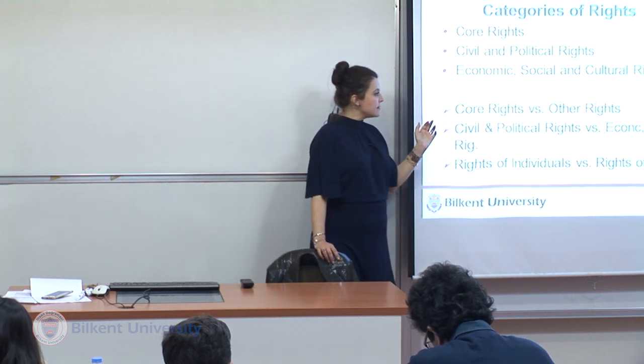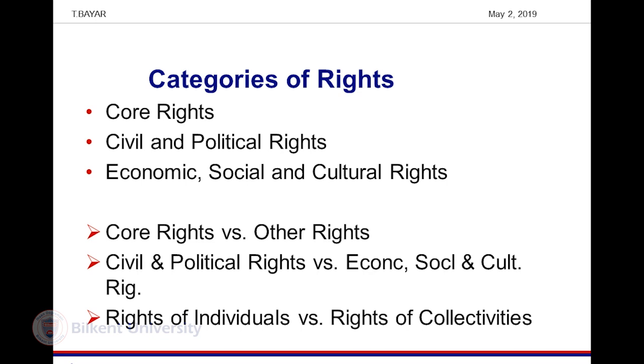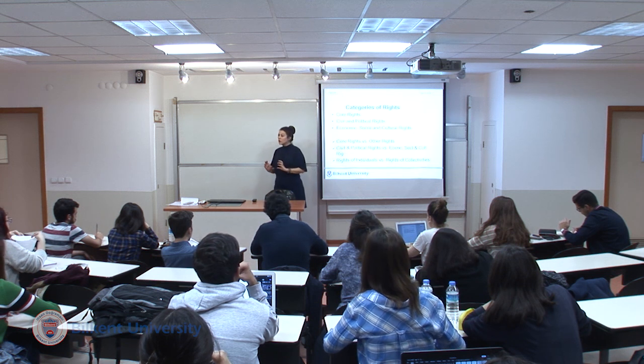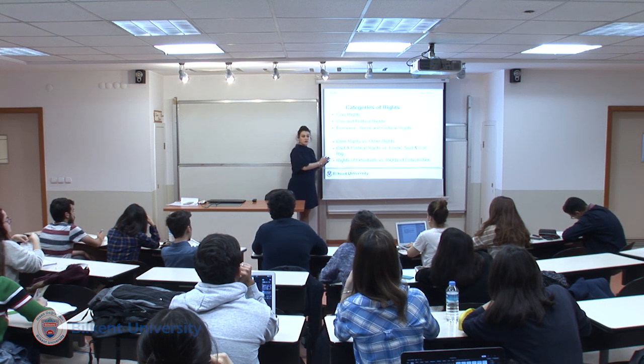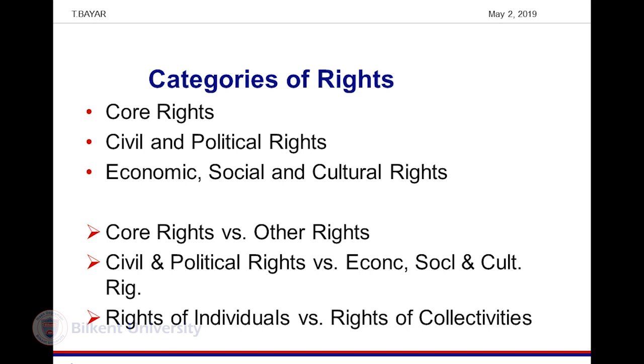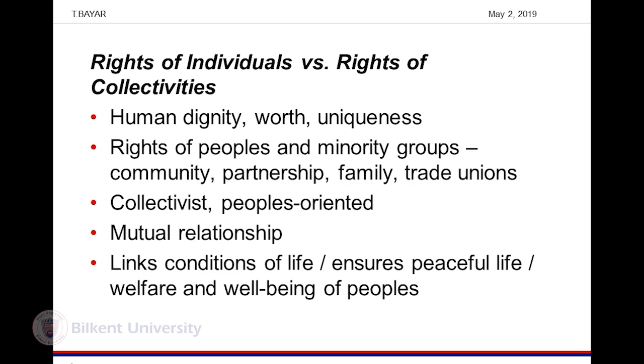While studying, we can make distinctions like core rights and other rights, because they're directly related to your survival. Or we can study civil and political rights comparing to economic, social, and cultural rights. It's also possible to conduct studies comparing individual rights to collectivities' rights. However, this does not mean that they are not related. They're directly related. Rights of individuals are directly related to the rights of communities and collectivities. Individual rights are directly related to the dignity of humankind, the worth of humankind, the importance of human rights. And once individual rights are established, then rights of collectivities can be established above that.